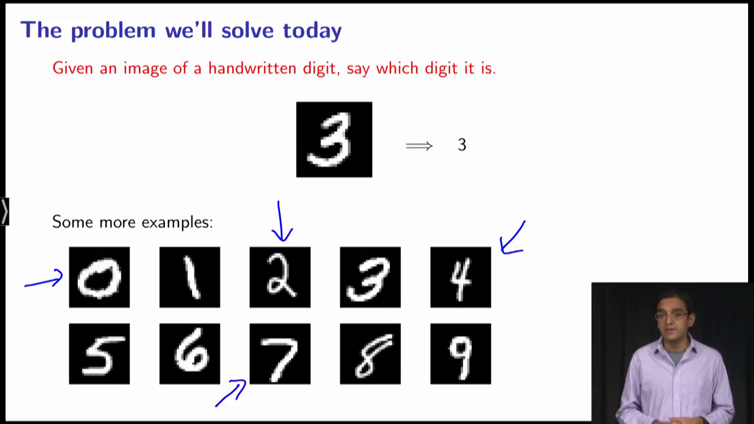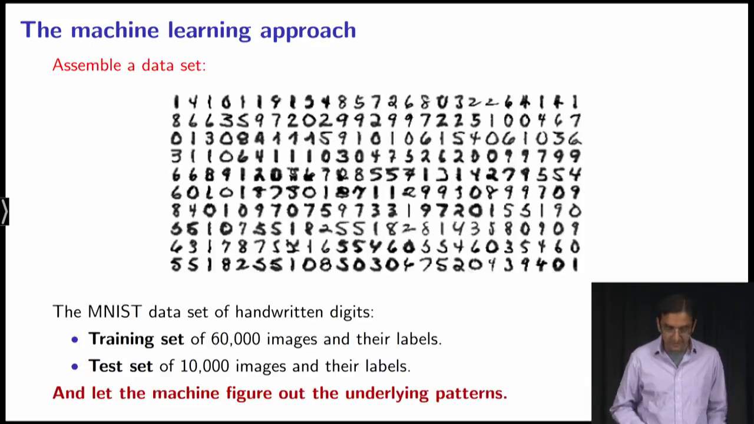So today we'll look at a very different approach, the machine learning approach. Instead of trying to figure out the underlying patterns by ourselves, we'll simply let the machine figure it out for us. Now, what the machine needs to figure out these patterns is a lot of data. And so first and foremost, we need to collect a data set of handwritten digits, each labeled with the correct digit. Luckily, such a data set is already out there.